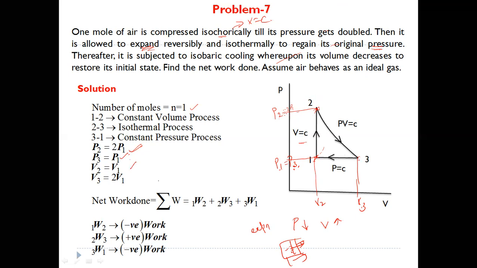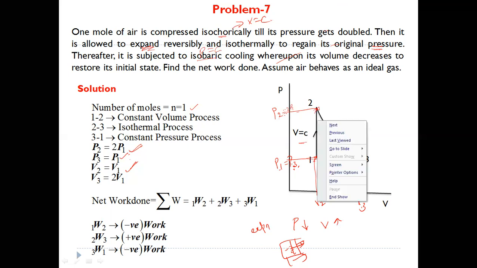Okay, and V2 is equal to V1. In this process, it is a constant pressure, constant volume process. So I have written V1 is equal to V2. After reaching this point 3, thereafter it is subjected to isobaric cooling. Isobaric means constant pressure, so constant pressure cooling, whereupon its volume decreases to restore its initial state. Constant pressure means a straight line we have to draw. So in isobaric cooling, volume decreases to restore its original state. So the volume decreases from V3 to V1 again.